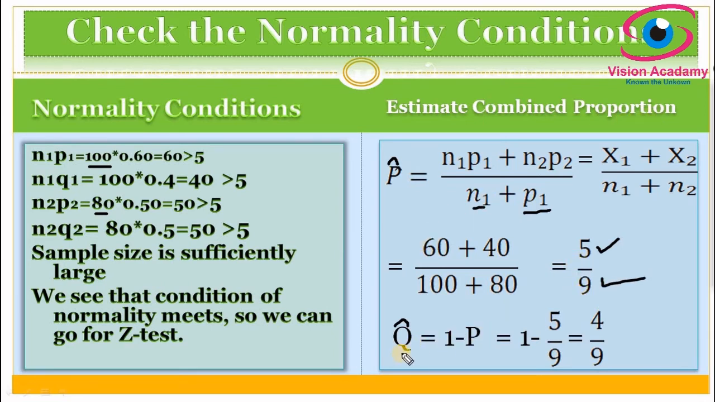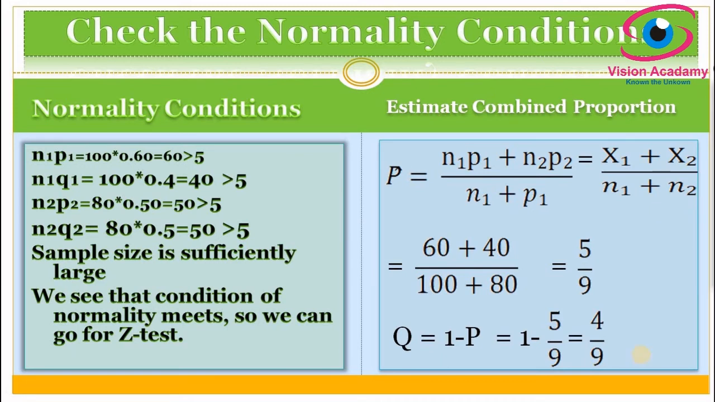Now we want to calculate q hat. As you know, if you subtract p hat from 1, you will get q hat. So we will subtract p hat from 1. Our p hat is 5 by 9, so 1 minus 5 by 9, the remaining part, would be q hat. So 4 by 9 is q hat. So one thing is clear: while estimating the combined population proportion, you will estimate p hat and q hat. Now we have two values, p hat and q hat, so we can move further.